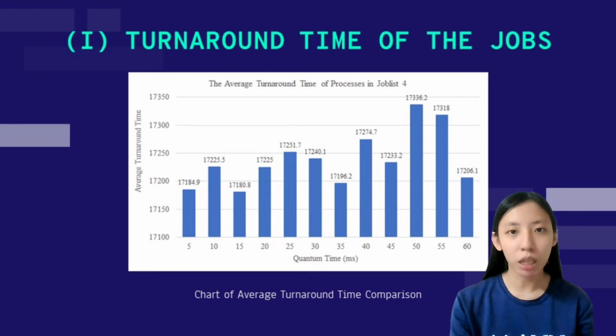Turnaround time should be minimized to avoid any excessive delay in the scheduling process. Therefore, based on the performance of the average turnaround time, the most suitable quantum time for job list 4 is 15 milliseconds.